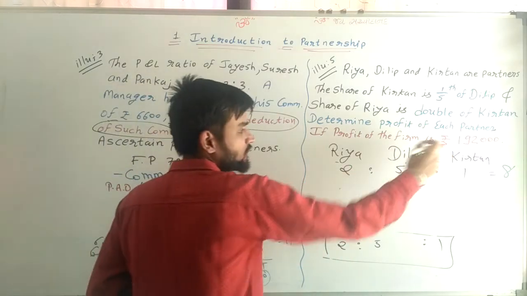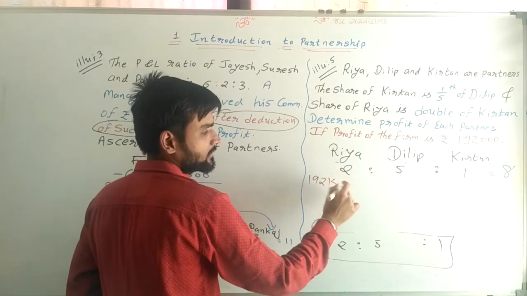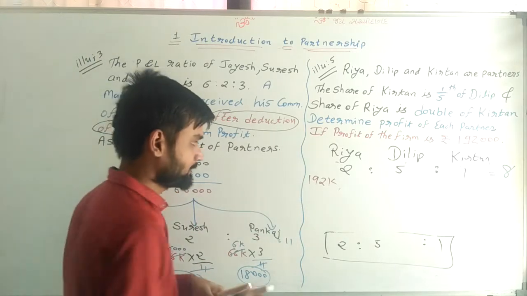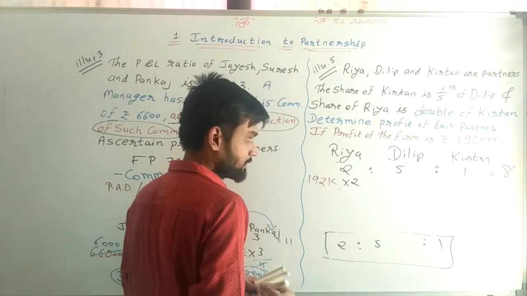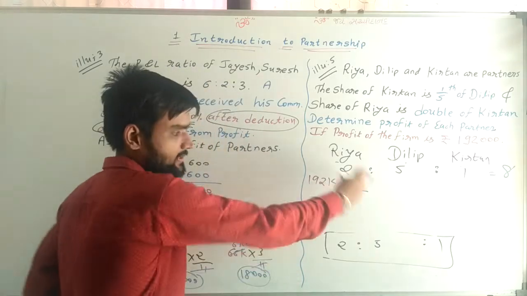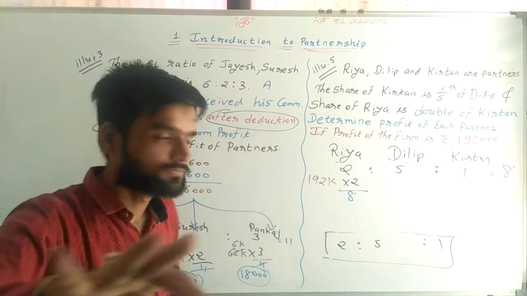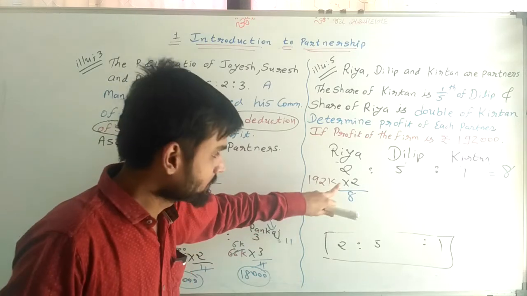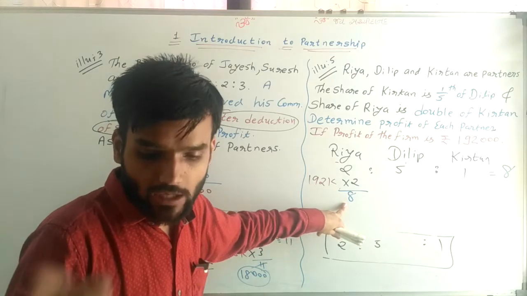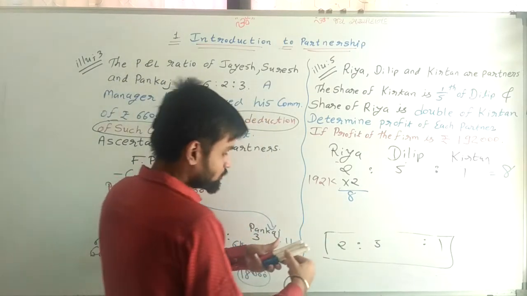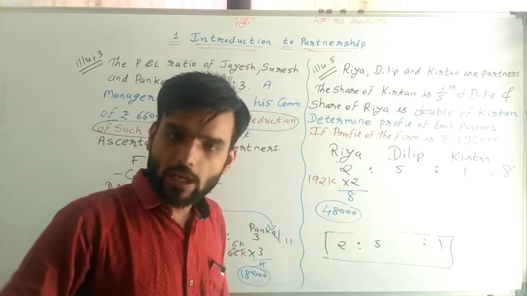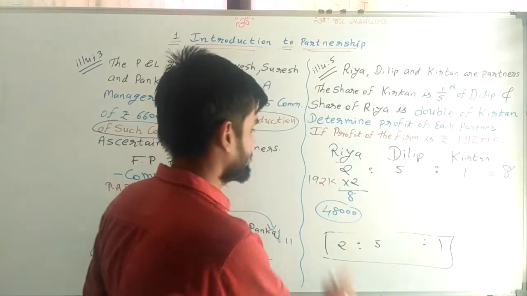Now find the values. First of all, 1,92,000 is given, which we need to distribute among the partners. So write down 1,92,000 into 2, divided by the total of 8. Now solve this. In the calculator, you can write 1,92,000 into 2 and divide by 8, and your answer will be 48,000. So your answer is 48,000 rupees.